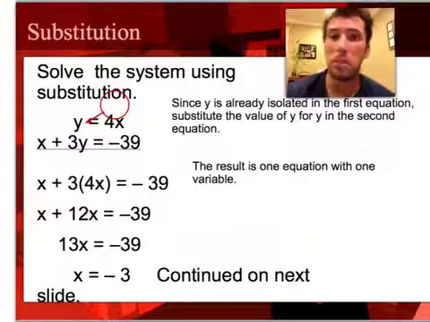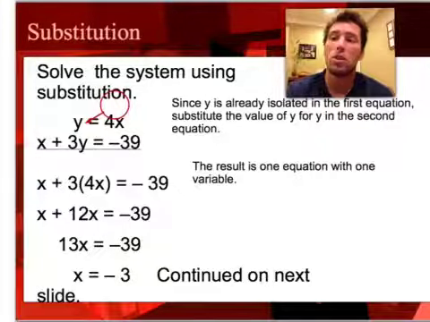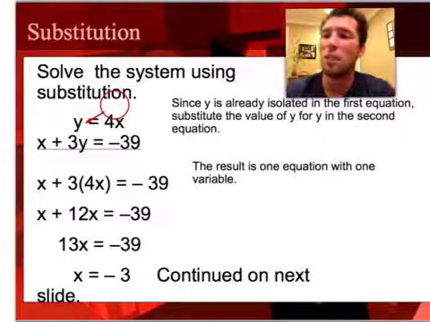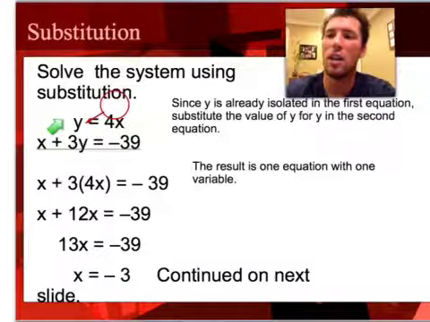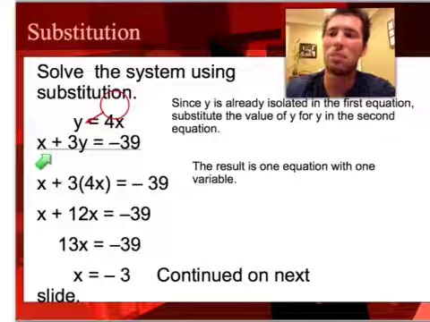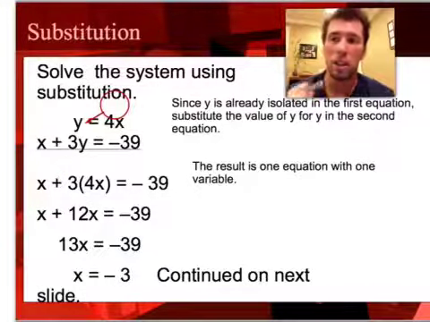We got a busy problem, busy page here. It says solve the system using substitution. So I want you guys to look at, let me get my little pointer right here, I need you to look at the y equals 4x and x plus 3y equals negative 39. Those are your two equations in our system.